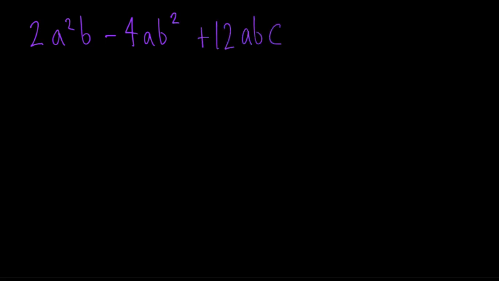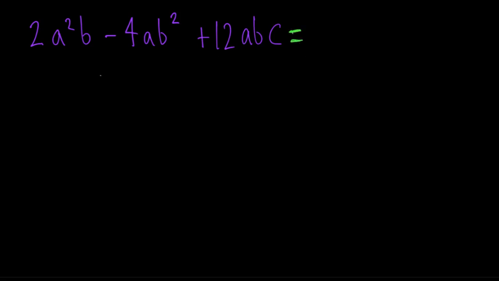Okay, let's take a look at one more example. 2a squared b minus 4ab squared plus 12abc. So there's a lot going on in this one. First of all, we have 3 terms now, right? We have the first, the second, and the third. And we have 3 variables. We have a, b, and c. Okay, but we can definitely factorize this one as well.